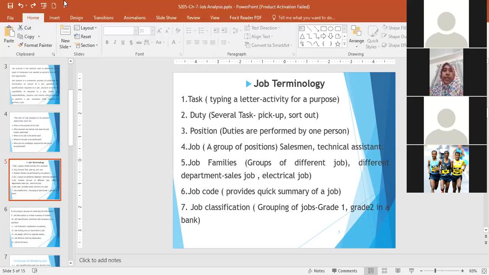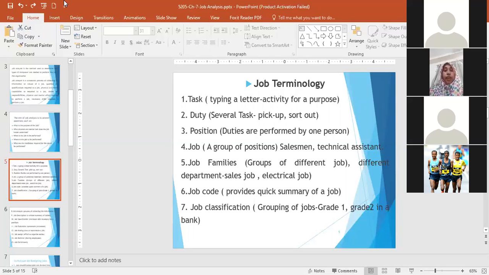Number three is position. What do we mean by position? Duties performed by one person is called a position. Number four is job. What do we mean by job? A group of positions, like salesman or technical assistant. That means a group of positions, which includes not one person but more than one. This is a job.